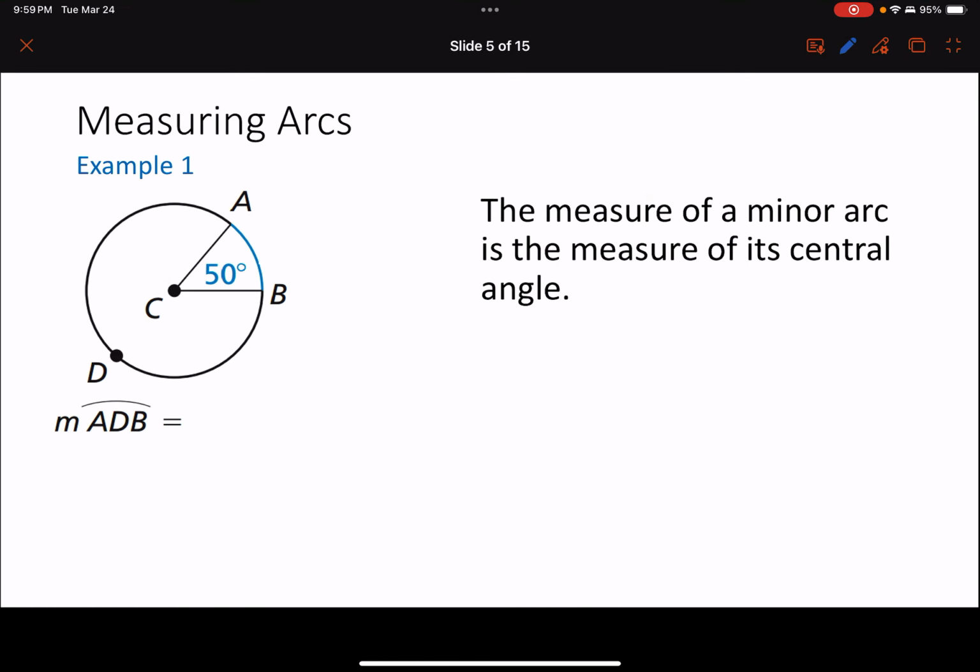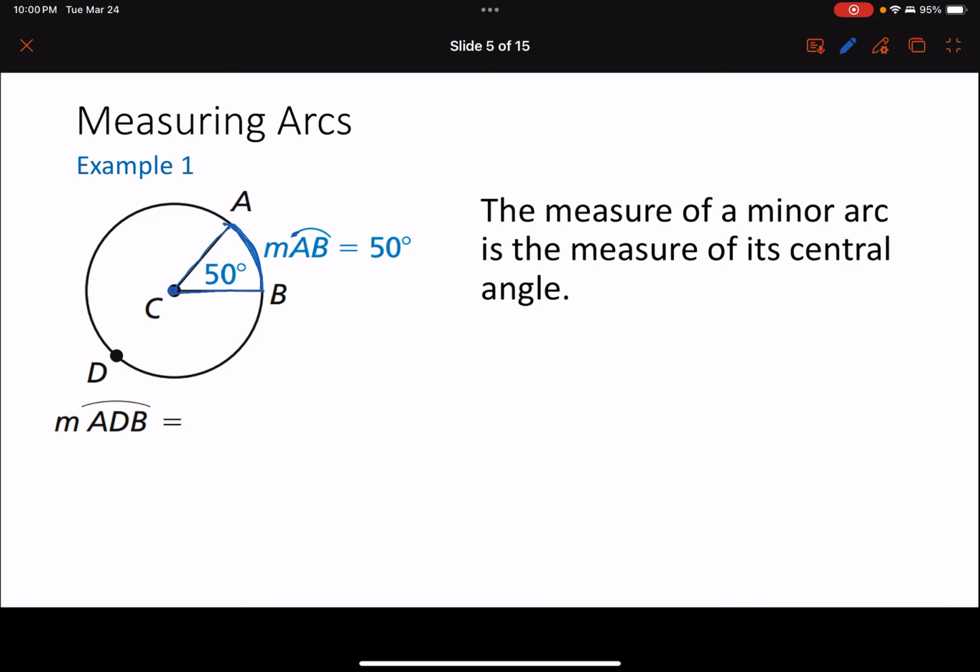So let's talk about example 1. The measure of a minor arc is equal to the measure of a central angle. So we have the center of the circle at C. The vertex of this angle, ABC, is the center. So ABC is a central angle. Since the central angle has a measure of 50 degrees, the measure of the arc AB around the outside of the circle from A to B is also going to be 50 degrees.